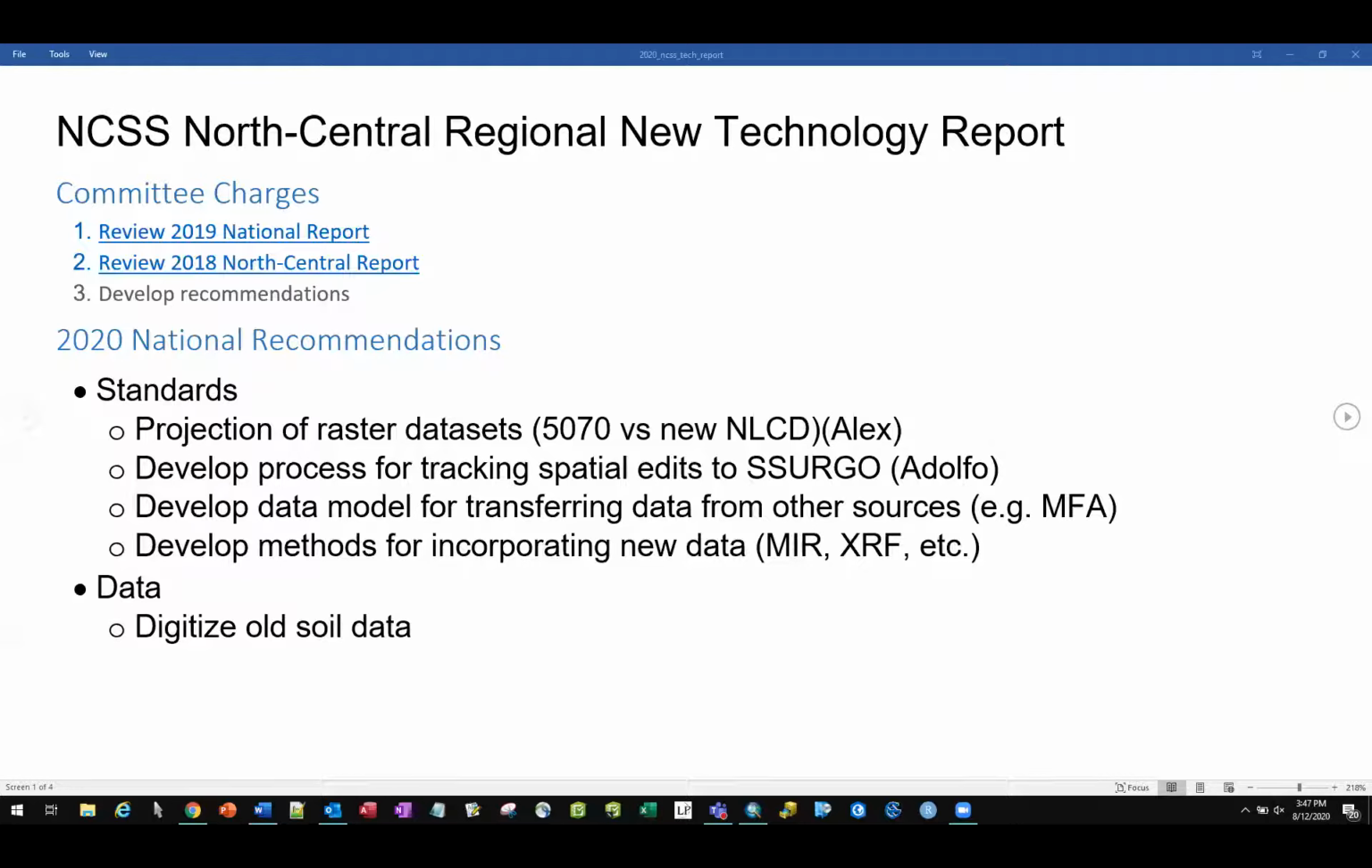In the data section, we've got to digitize the old soil data. Some of it is still in spreadsheets. In Missouri, Mark Avney has been collecting KSAT data, hundreds of sites of KSAT data, and it's sitting in a spreadsheet somewhere because we don't have a place to put it.